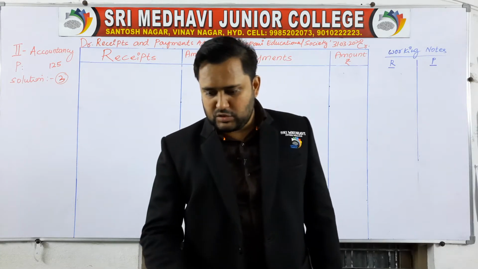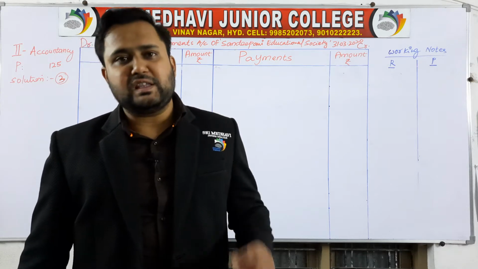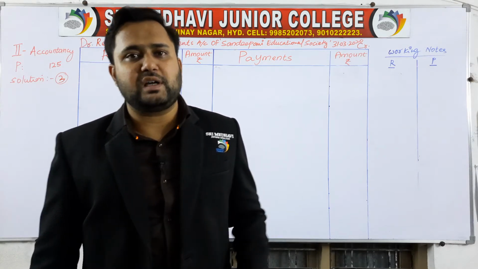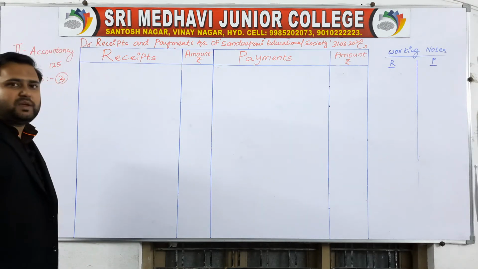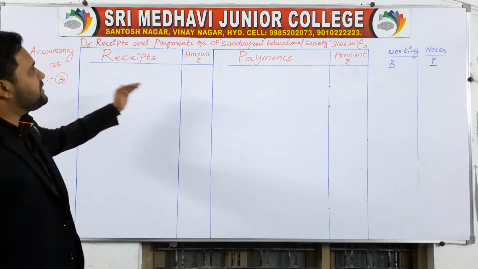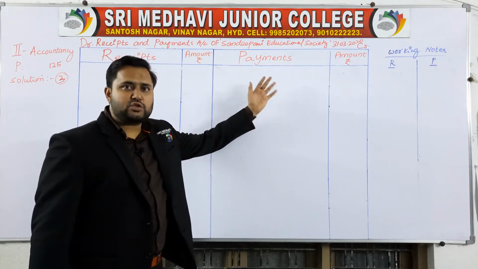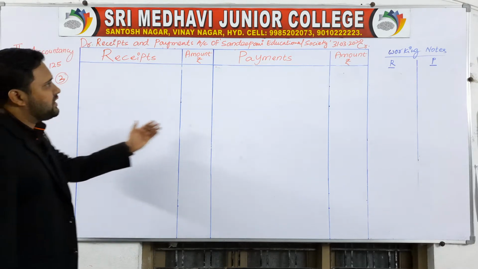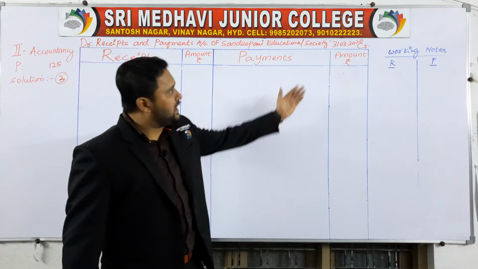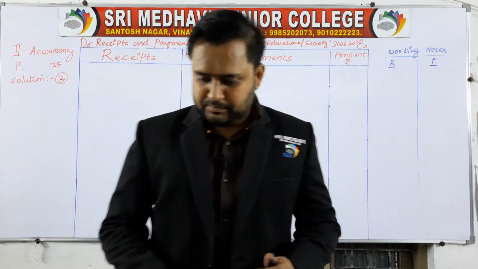The question asks: prepare receipts and payments account of Sandeepni Educational Society for the year ended 31st March 2020. There are 4 columns in the receipts and payments account: receipts, amount in rupees, payments, amount in rupees. So let's see how to solve this problem.